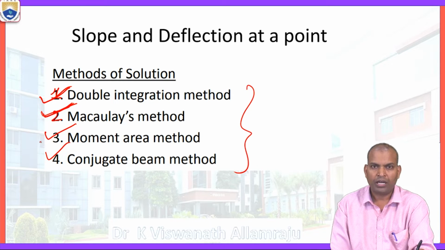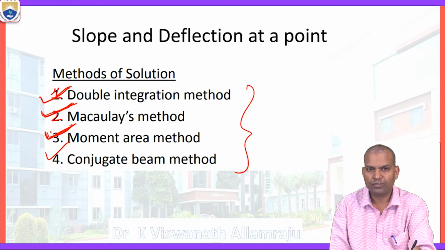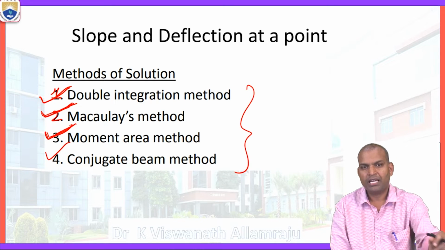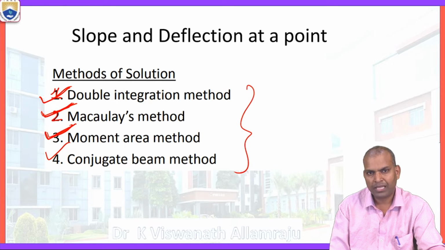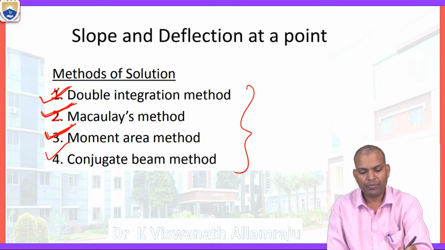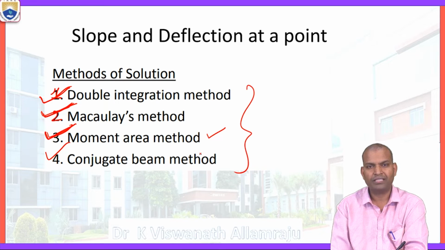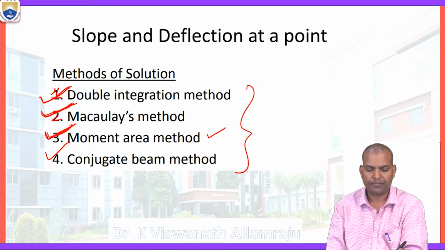So, this Macaulay's method is simple, and we can use it for various types of loads. Coming to the moment area method, we need two parameters. One is the area of the bending moment diagram, and the other one is x bar, that means the centroidal distance of that bending moment diagram. If we know those two parameters, we can directly calculate the slope and deflections.